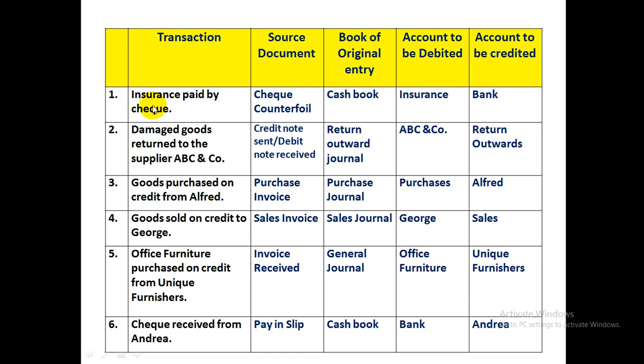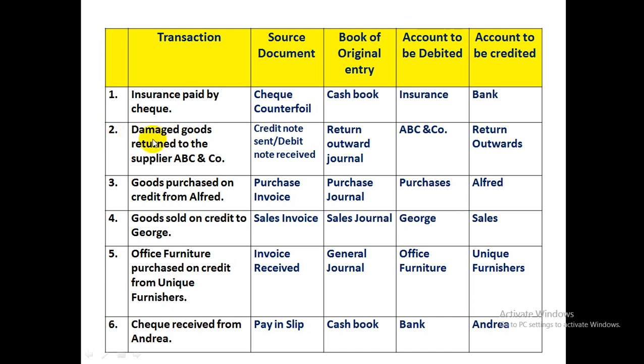This information could be judged by the reader through check counterfoil. We know that a part of check counterfoil remains in our record, and this is how this information could be traced out. The book in which firstly the checks and cash transactions are recorded is the cash book. The debit and credit accounts will be insurance expense debit and bank credit.